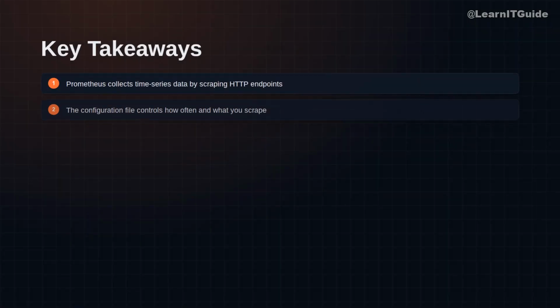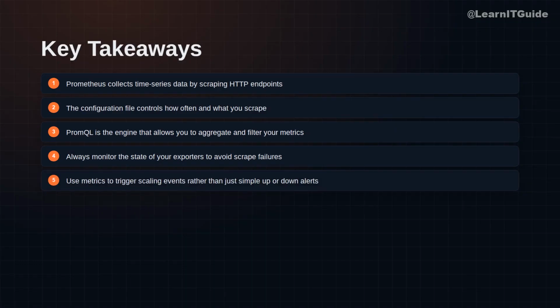You now know that Prometheus collects time series data by scraping endpoints. Remember that the configuration file is the source of truth for your targets. Use PromQL to perform complex aggregations across your infrastructure. Always ensure your exporters are running to prevent gaps in your data. Finally, use those metrics to trigger intelligent scaling decisions. These steps will make your infrastructure much more resilient.